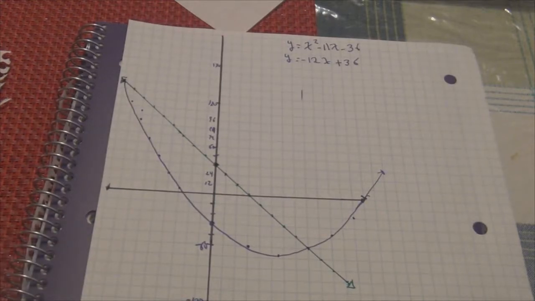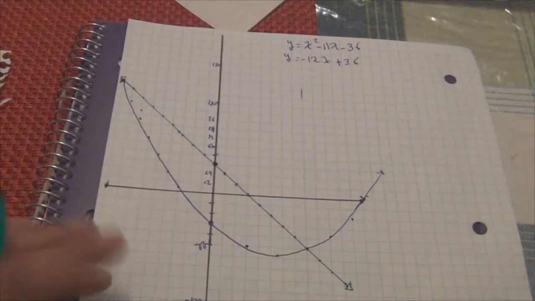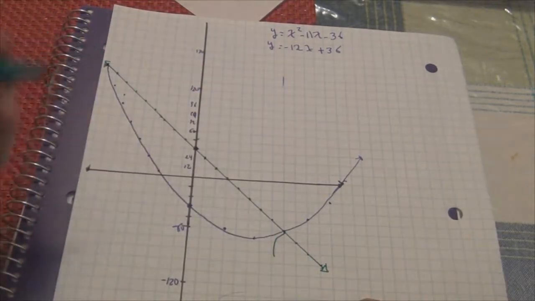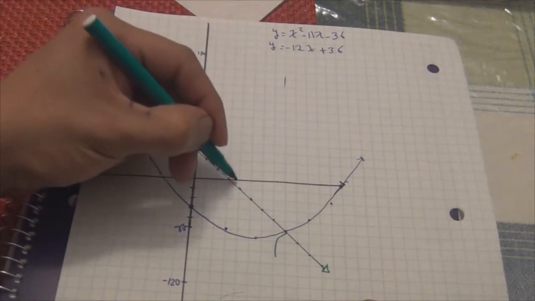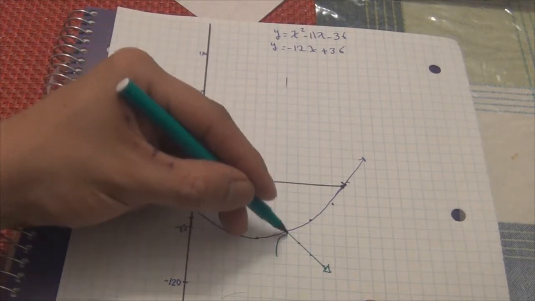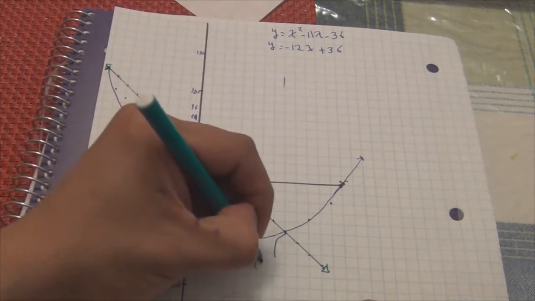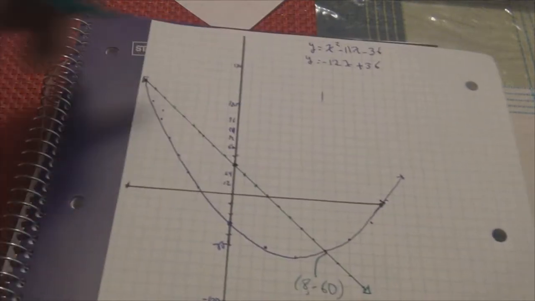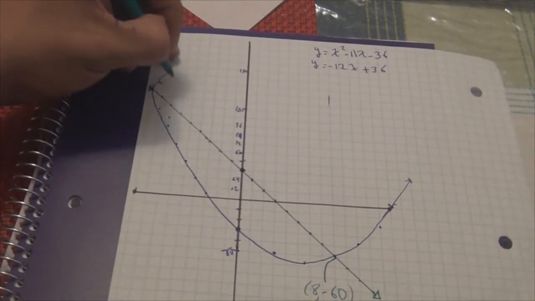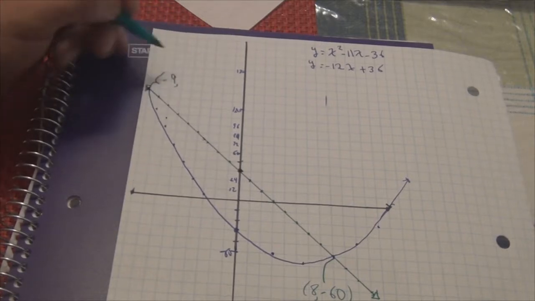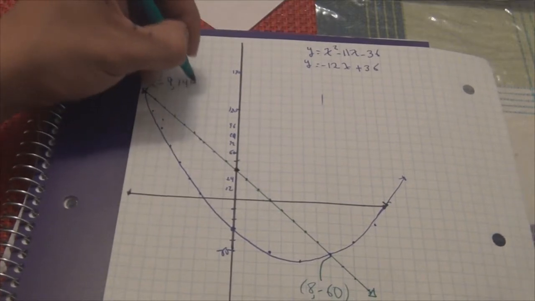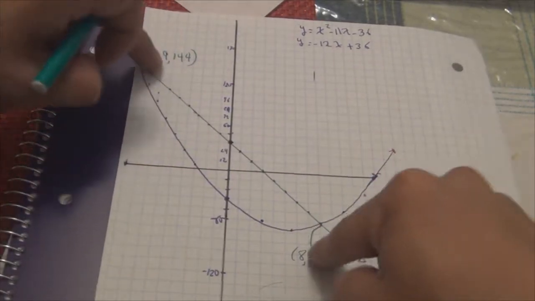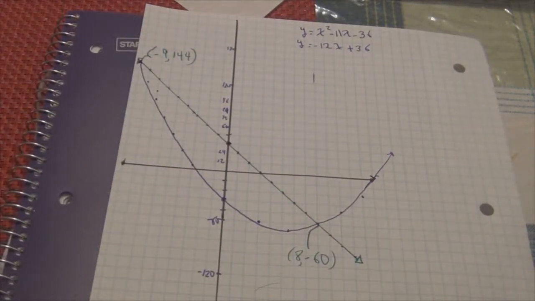All right, so we have it. We have the points of intersection. We have this point of intersection, which is 8, comma, negative 60. And we have this point of intersection, which is negative 9, comma, 144. These are your solutions. So this is the other way of doing it, by graphing.